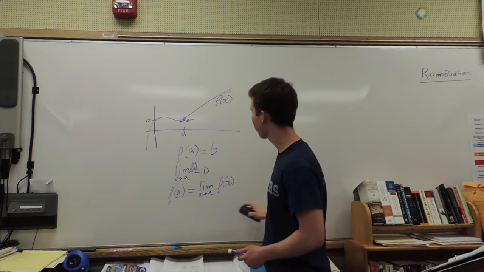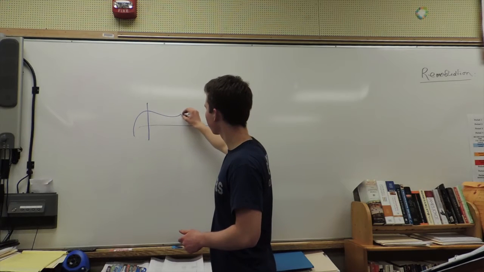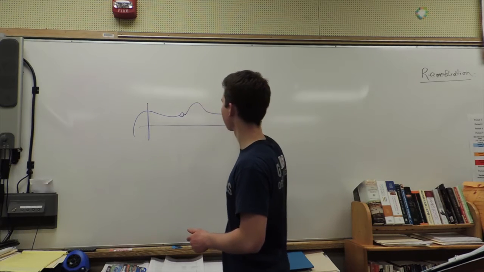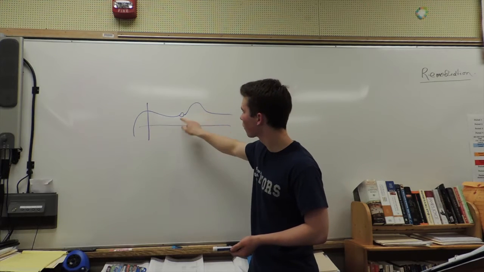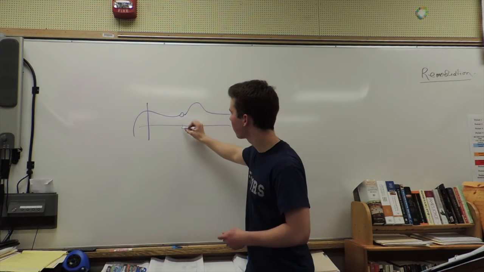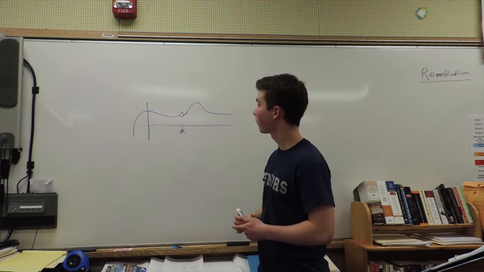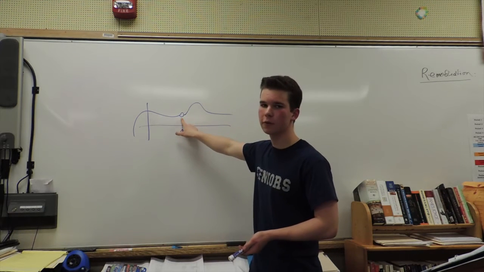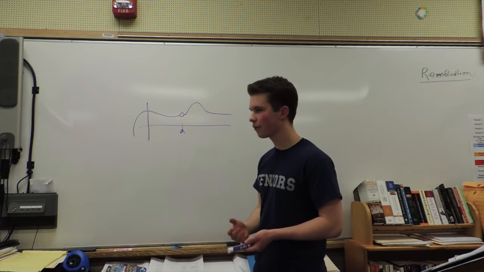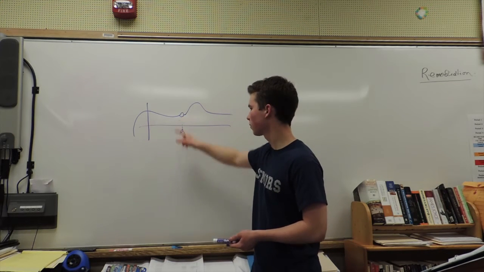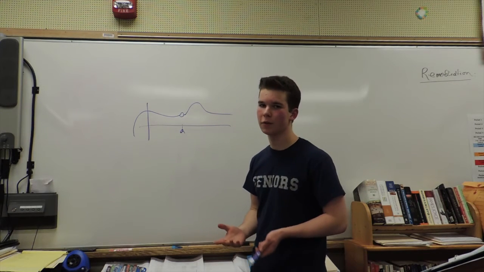Let's look at some examples where the function is not continuous. Say we had a graph that looked something like this. Now in this case, the limit exists as you approach A from both sides, but the function value is undefined if you tried to take f of A at that point. So since the function value is undefined, it is not continuous at that point.